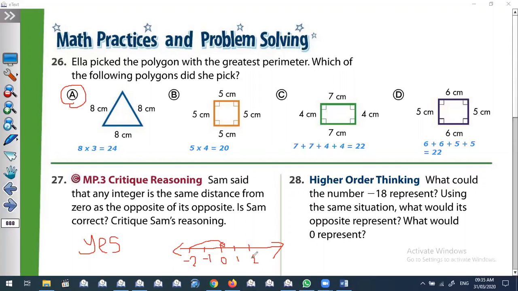What is the distance of 2 to 0? It's the same, 2 units, the same distance. So any number and its opposite are at the same distance from 0.